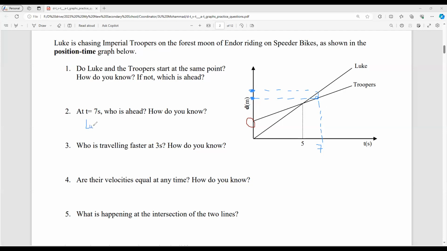Oh, ahead. Okay, I thought you meant who's first. And how do you know his position is further away from the origin? The origin is here, so further away is a bigger distance. Who is traveling faster at 3 seconds? Okay, 3 seconds is earlier, right? So we can choose a color. So 3 seconds is somewhere here. So, faster at 3 seconds.